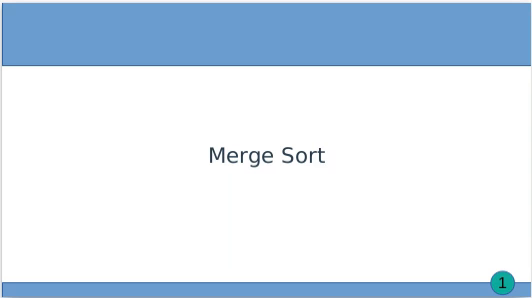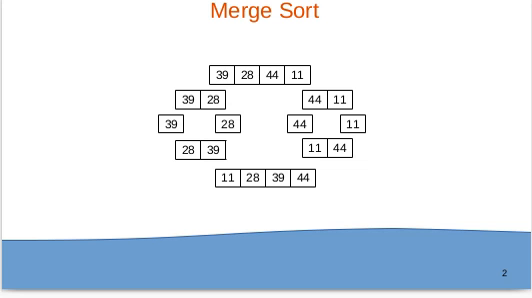Today we will learn about merge sort. We have learned about quick sort, bubble sort, selection sort, insertion sort in our previous videos. Now we will learn about merge sort. Merge sort means merging two arrays. So first we have to divide the array in partitions, then we will go merging the arrays.